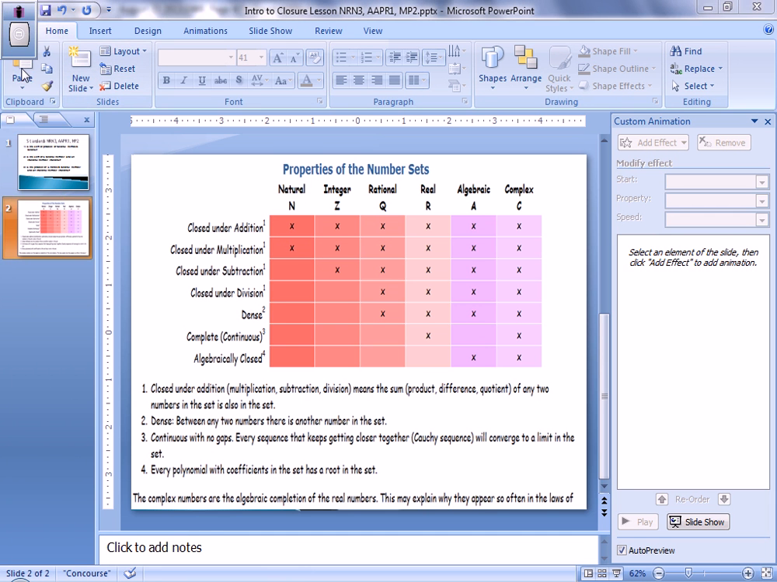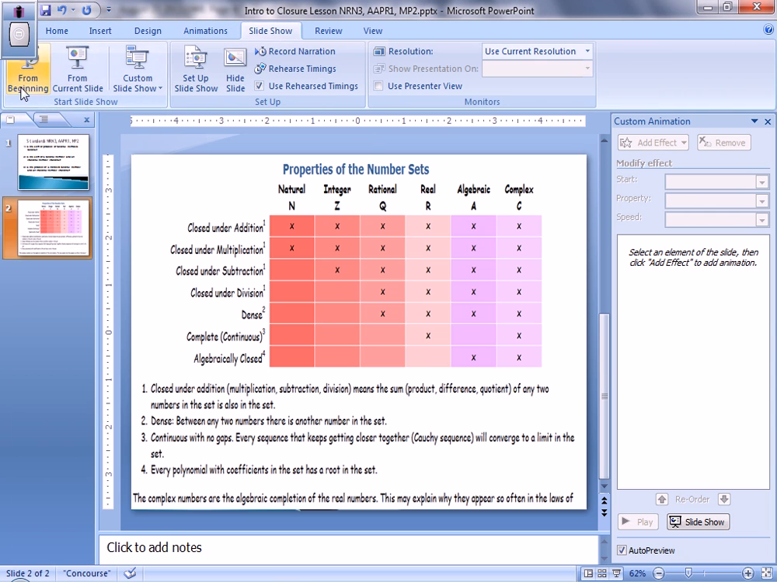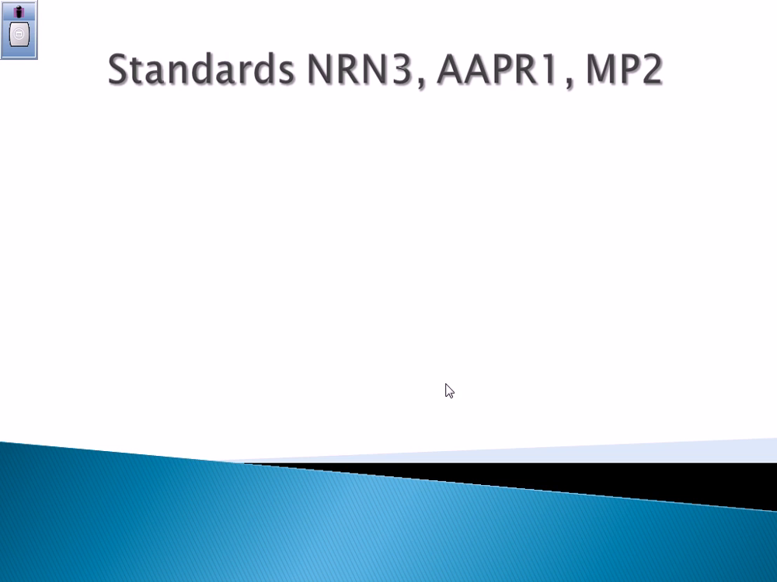Okay, so today, I know y'all memorized all the standards, but these are the standards we're covering today: N-RN 3, A-APR 1, and we're going to do the MP2. I'll let you know when we get to MP3.